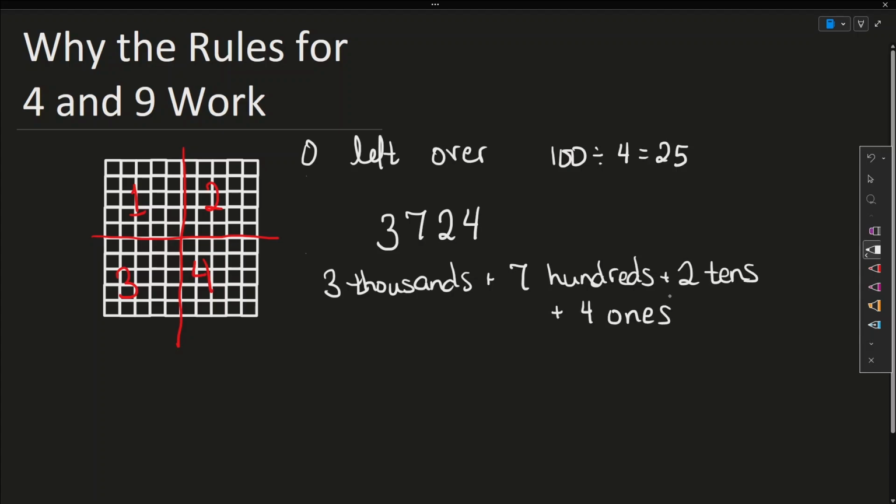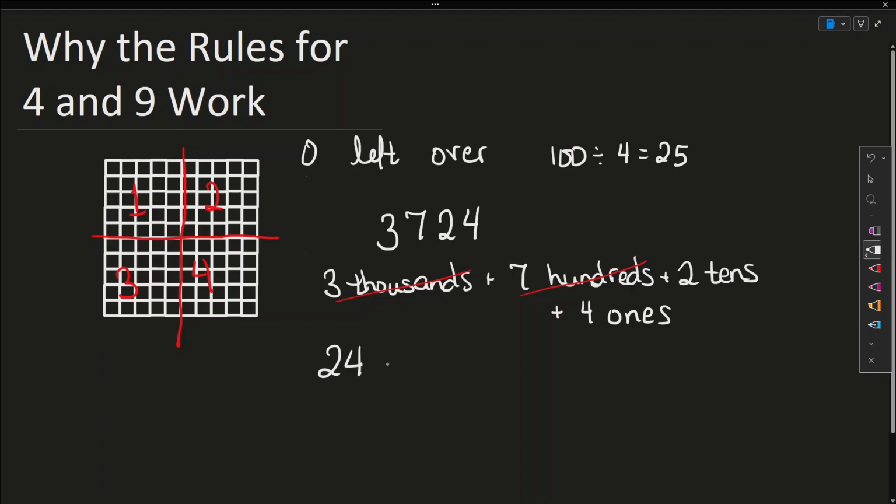But the thousands and the hundreds are both built from hundreds. And since 100 is divisible by 4, any number of hundreds is divisible by 4. Also, 1,000 is divisible by 4 since it's 10 hundreds. So the thousands part and the hundreds part do not affect whether the whole number is divisible by 4. We know this is divisible by 4. And we know this is divisible by 4. So we only have to check the last 2 digits.